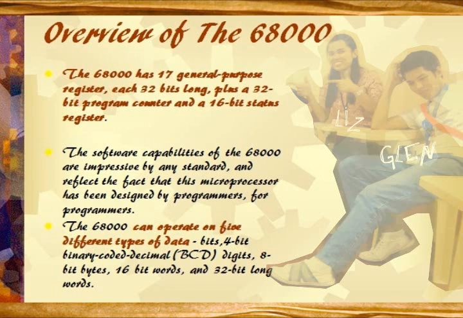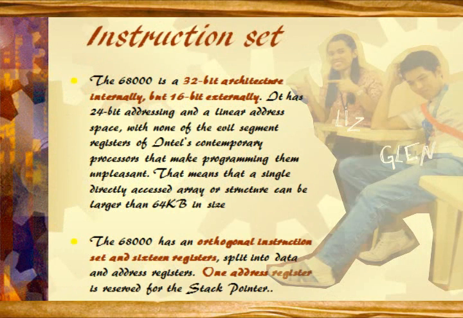The 68000 can operate on 5 different types of data: bits, binary coded decimal, 8-bit bytes, 16-bit words, and 32-bit long words. Instruction set. The 68000 is actually a 32-bit architecture internally, but 16-bit externally.